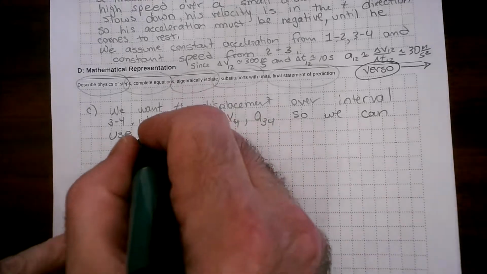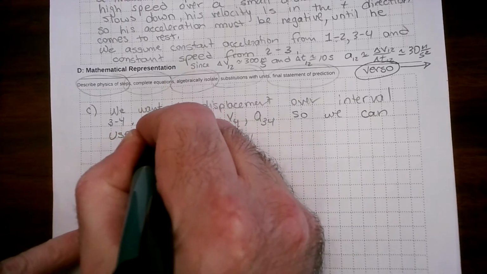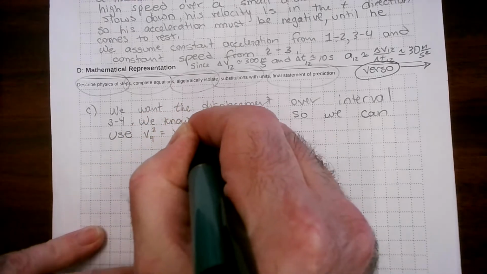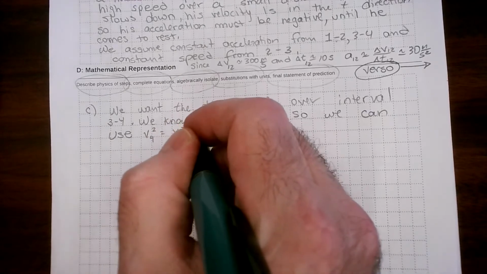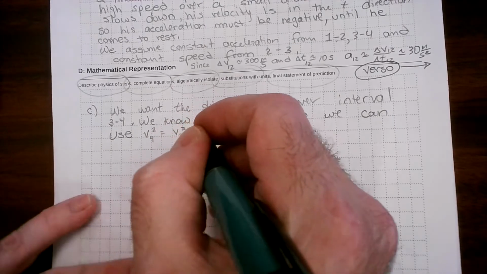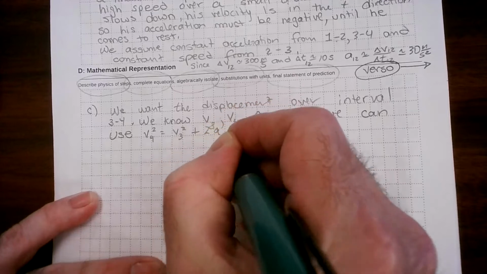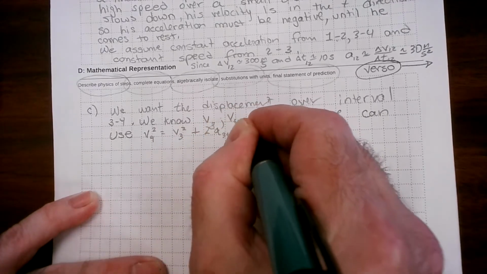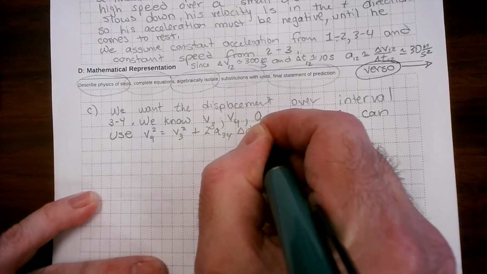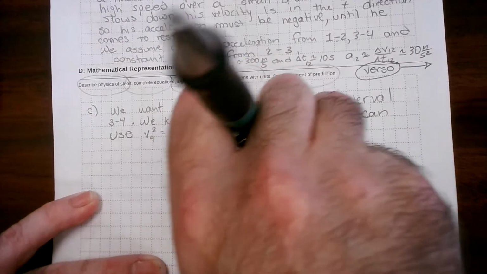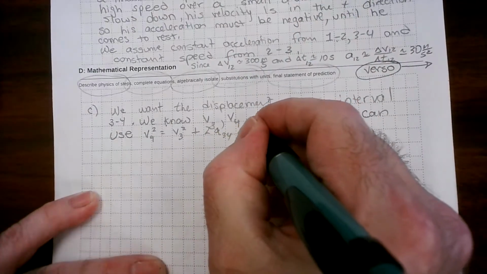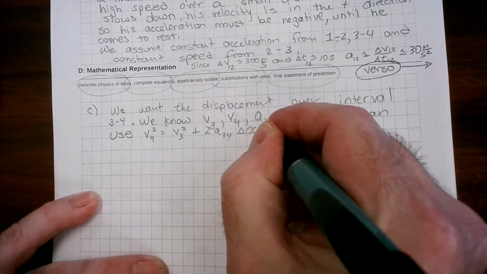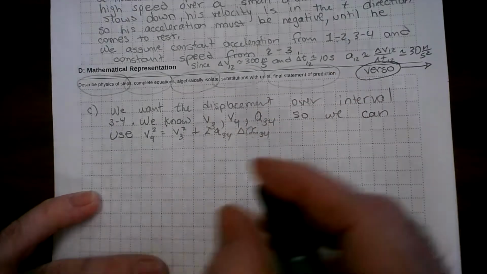Okay, so we can use V4 squared equals V3 squared plus, and I'm just going to look at it to make sure I don't mess it up, 2A, and if I really want to be clear, this is A34 delta D34. Except we're not going to call it delta D, we're going to call it delta X to match our coordinate system that we chose. 3, 4. Make some sense? Why can we use this?